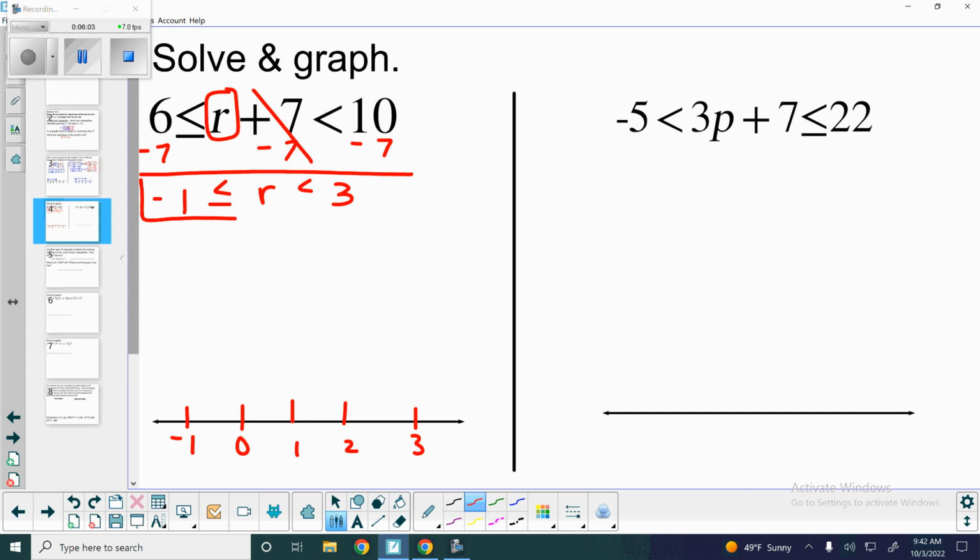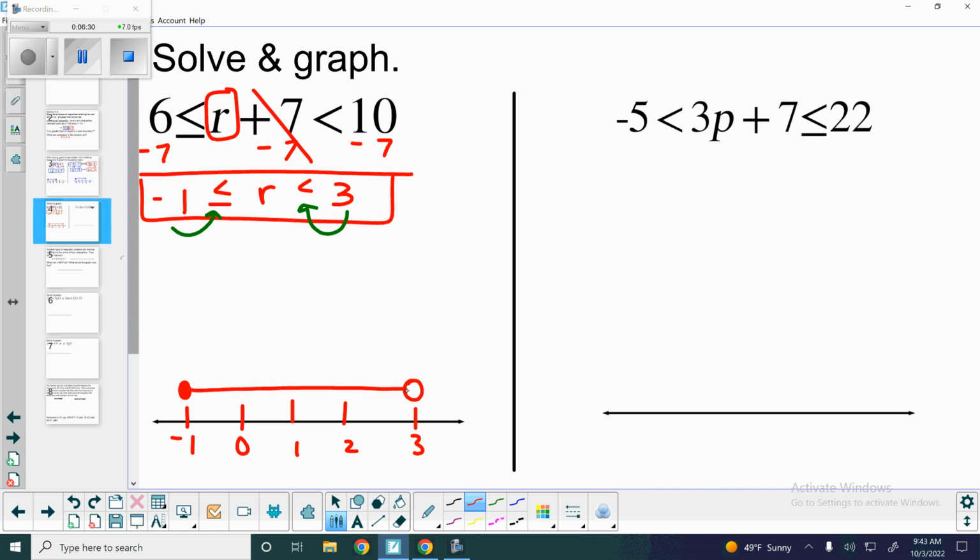At negative 1, remember we're looking at the point that's closest to that, so the negative 1 is going to have a closed point. And the 3, if you look at the point that's closest to that, that one is going to have an open point, like this. R is essentially in the middle of those two numbers. It's bigger than negative 1, but it's less than 3, so it's all of these that are in here.